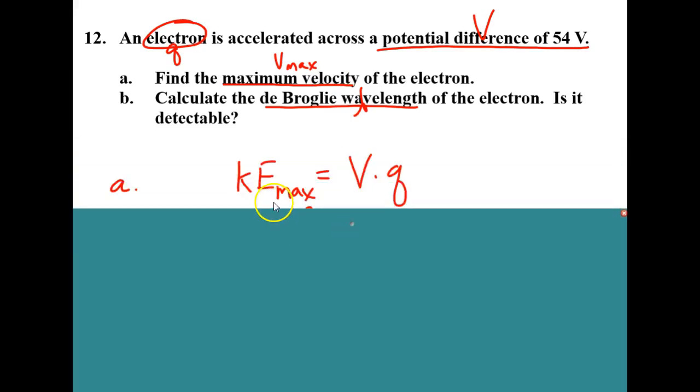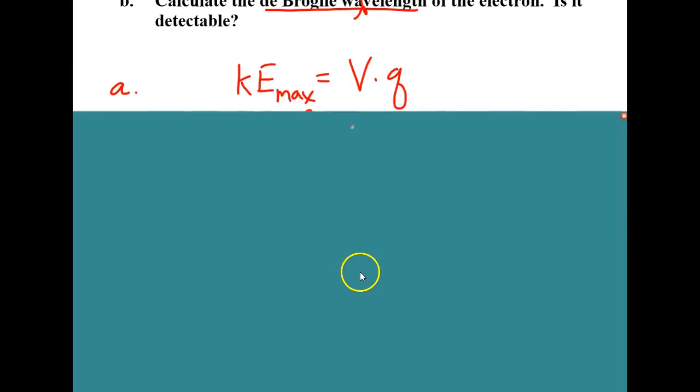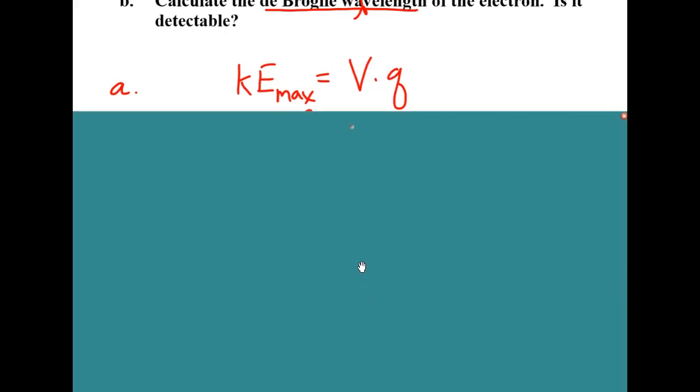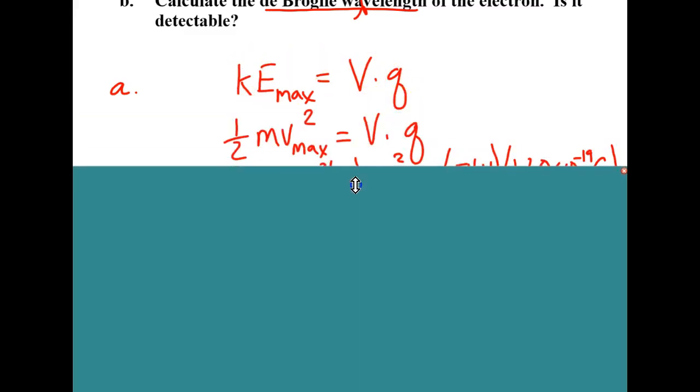It's that the maximum kinetic energy is equal to V times Q. This is a conservation of energy, really, because the maximum kinetic energy is equal to the electric potential energy, which is stored from the work done to accelerate the electron. And the work done would be V times Q. So either way you look at it, either conservation of energy or work-energy theorem, you end up with the same result here.